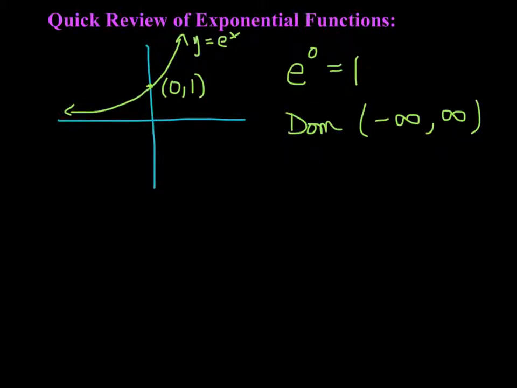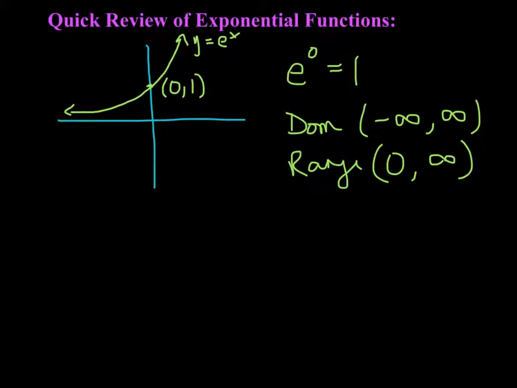Our range, though, is restricted. No matter how small the number is that you put in for x, you will never get to 0 or smaller than 0. And so we say that we have an open interval, 0 to infinity, as our range. You can see that it will never touch or cross the x-axis here. So we say that it gets infinitely close to 0 but does not touch it. And obviously as we move to the right, it goes higher and higher to infinity.